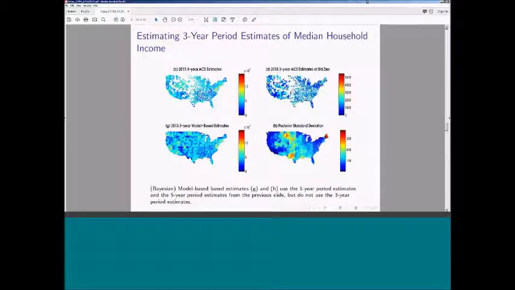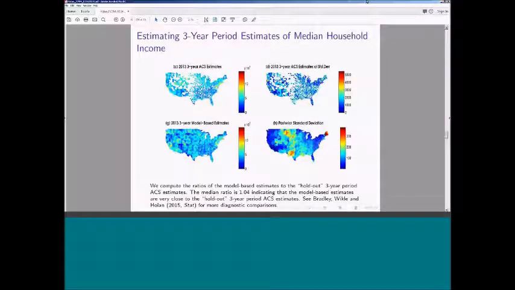So we do a model-based estimate, those are the lower plots, G and H, and we use the 1-year period estimates and the 5-year period estimates from the previous slide, but we don't use the 3-year period estimates when creating this. So you can see that you can come up with 3-year period estimates, even though that's not something that's being supported any longer. Next slide.